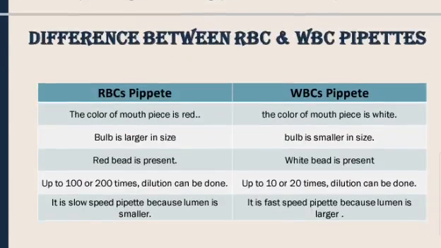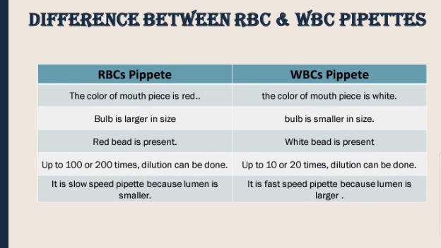Difference. Now what is the difference between RBCs and WBCs? In RBCs the color of mouthpiece is red, whereas in WBCs the color of mouthpiece is white. Bulb is larger in size in RBCs, whereas it is smaller in WBCs. The dilution can be done in RBCs up to 100 to 200 times, whereas in WBCs dilution can be done up to 10 or 20 times. In RBCs it is a slow speed pipette because lumen is smaller, whereas in WBCs it is a fast speed pipette because lumen is larger.